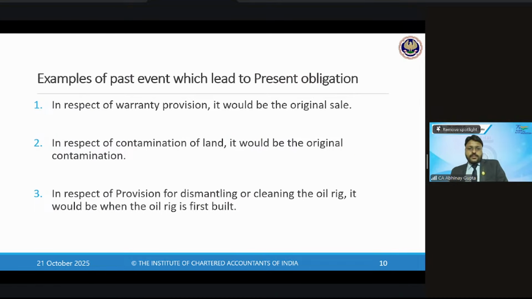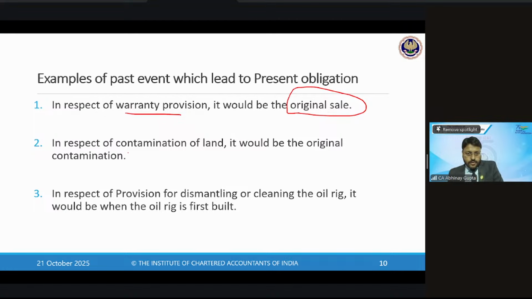So let's do some examples of past event now. In respect of a warranty provision, what would be the past event? The original sale, right? So if Tata Motors has sold the car, then only the warranty provision past event has been met. Unless and until the car is sold, warranty provisions don't get triggered, yes or no? So only when the product is sold does the warranty provision under the contract become effective. So for the warranty provision, the past event would be the sale of the product.